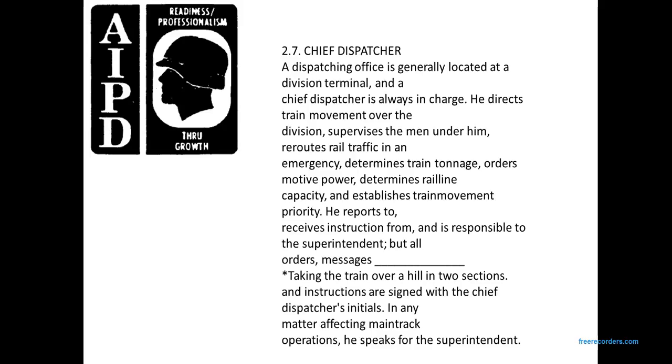2.7. The chief dispatcher. The dispatching office is generally located in the division terminal. The chief dispatcher is always in charge. He directs the train movements over the division, supervises the men under him, and reroutes the traffic in an emergency. He determines the train tonnage, orders the motive power, determines the rail line capacity, and establishes the train movement priority.